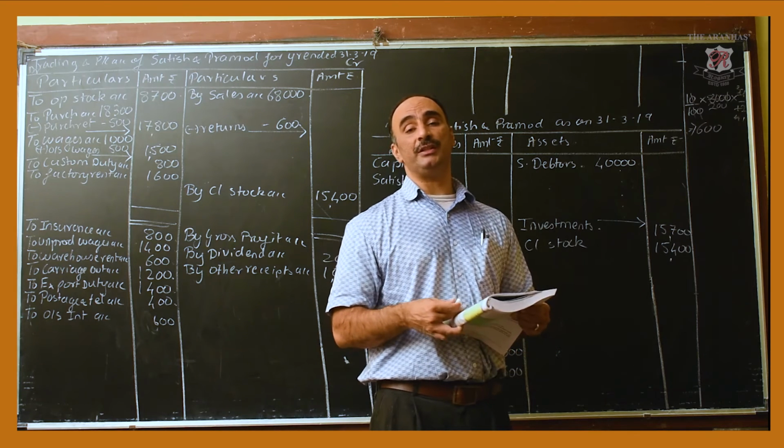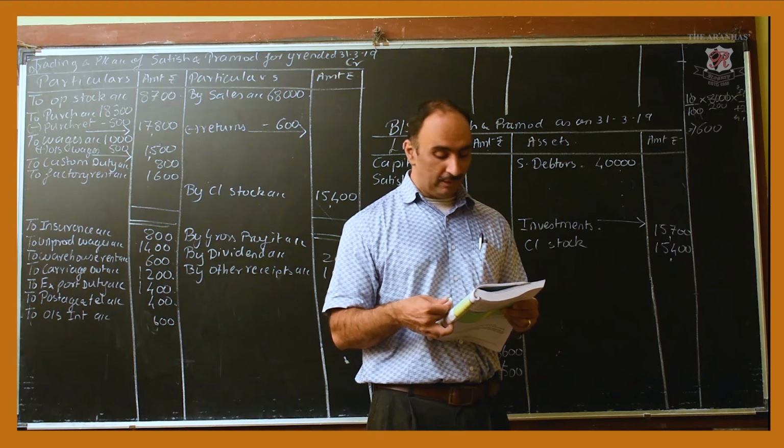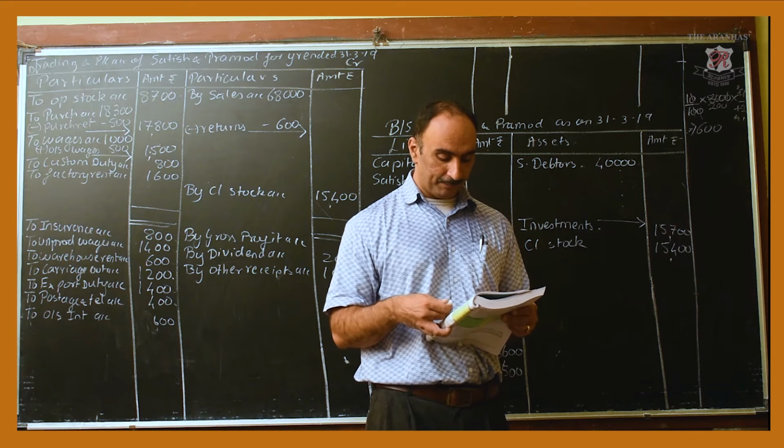Then after outstanding wages, create a provision for bad debts and maintain RDD. I will not do this adjustment till I do the last adjustment. So I will wait. I will not do this adjustment as yet.